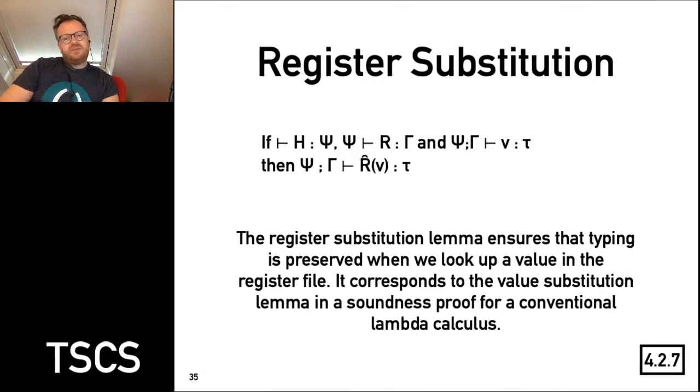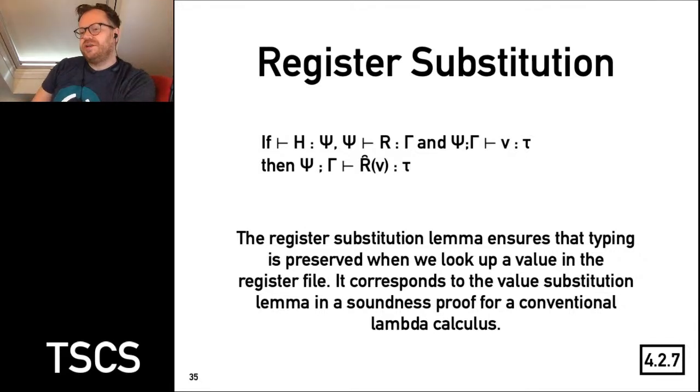This is the register substitution lemma. It ensures that typing is preserved when we look up a value in the register file. So a lookup does not change the typing. And this is basically the same thing as the value substitution lemma in the soundness proofs for conventional lambda calculus. We've seen this before.